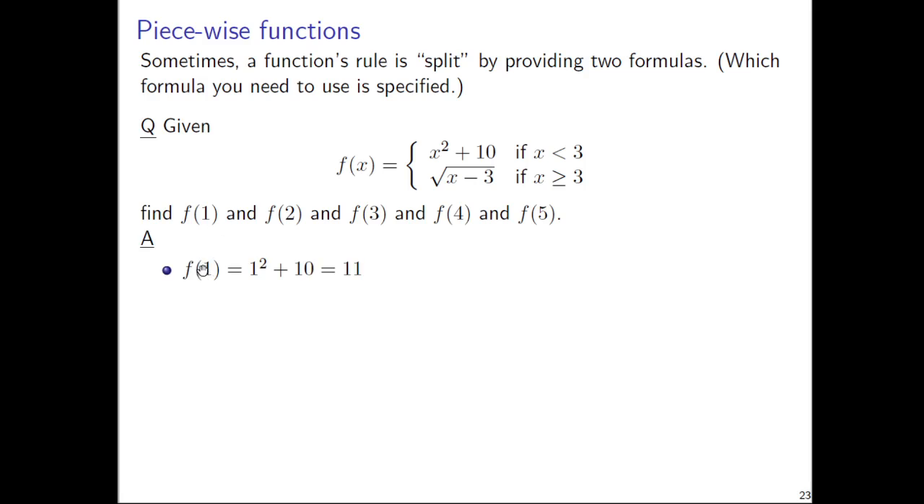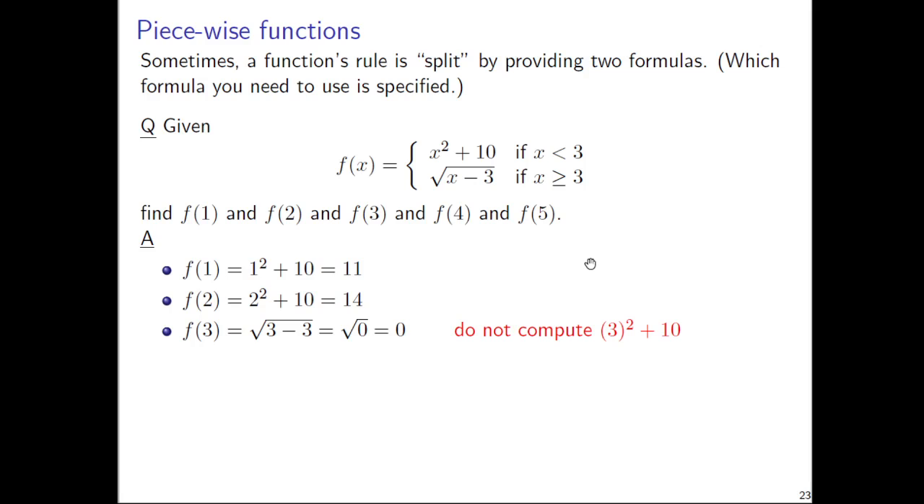So what about finding f of 1? Well, 1 takes the role of x right here, and x less than 3 is what's being satisfied right now. So we only look at x squared plus 10, and we compute 1 squared plus 10, which is 11. F of 2: now 2 in the parentheses plays the role of x, and we still have x less than 3, so we use this top piece and plug in 2 for x and have 2 squared plus 10, which is 14.